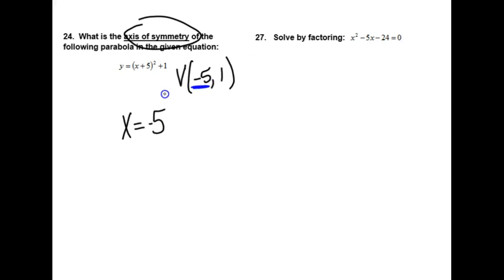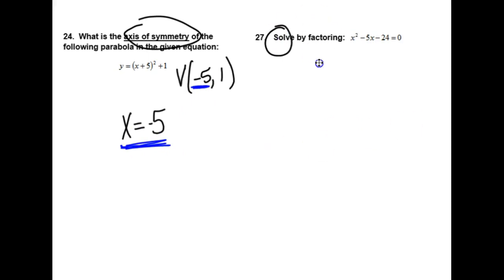Alright, axis of symmetry is the line that cuts through the vertex. It cuts the parabola in half. So if your vertex is at negative 5, 1, that means your axis of symmetry is the line x equals negative 5. I think I said the wrong thing. It was negative 5. So whatever this number is, direct correlation to it because it goes straight through your vertex.